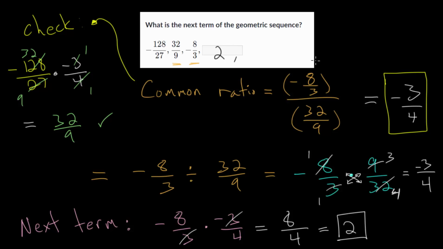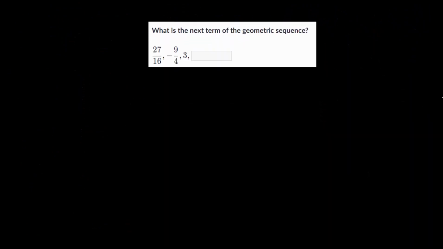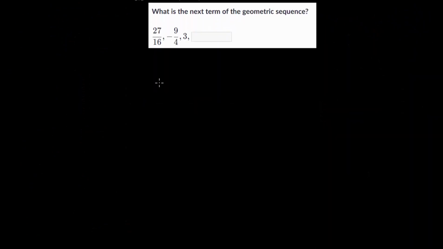And if we wanted, we could keep going. We could multiply 2 by this -3/4, which would give us -6/4, or -3/2. And of course, this would go on forever. So with that in mind, let's do one more problem. And this problem again will have lots of fractions and some negatives.